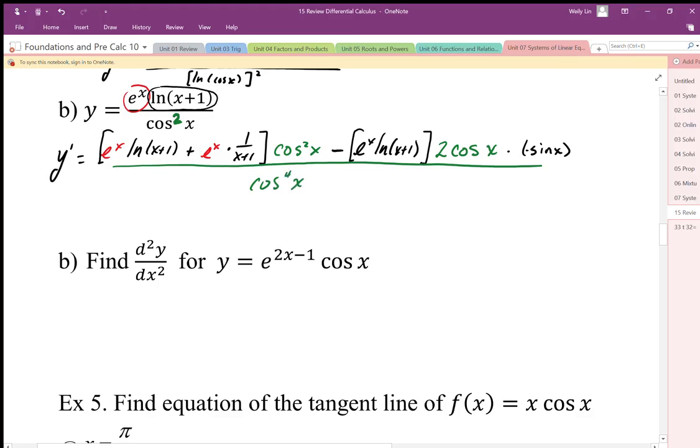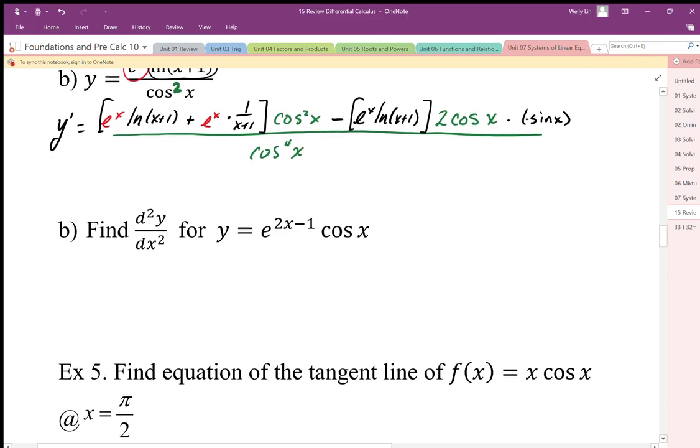Okay, so this can be simplified. I don't really expect you to simplify this too much. There is a common cosine here that we should simplify out. We can rearrange a few things in here, but for the most part you can leave your derivative expression like this.